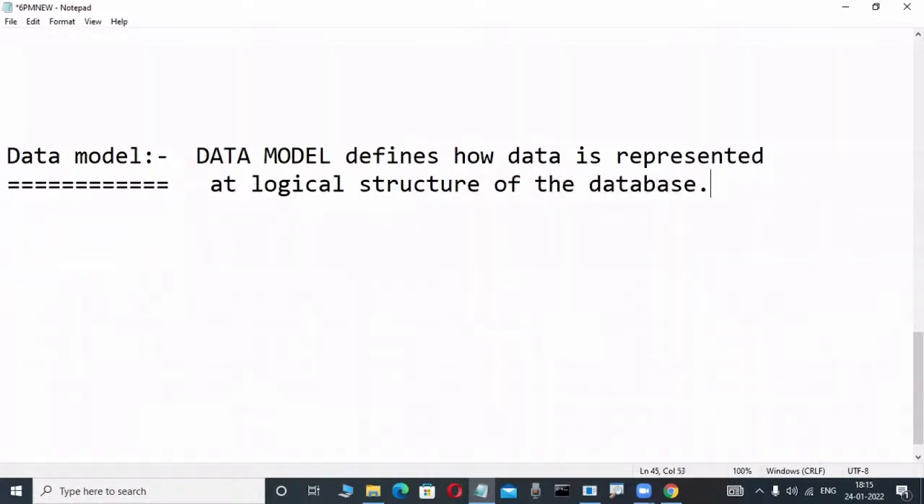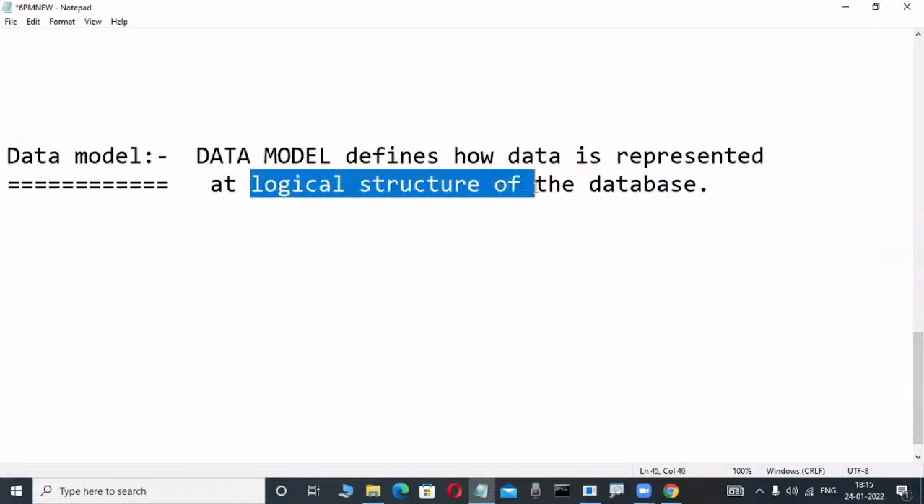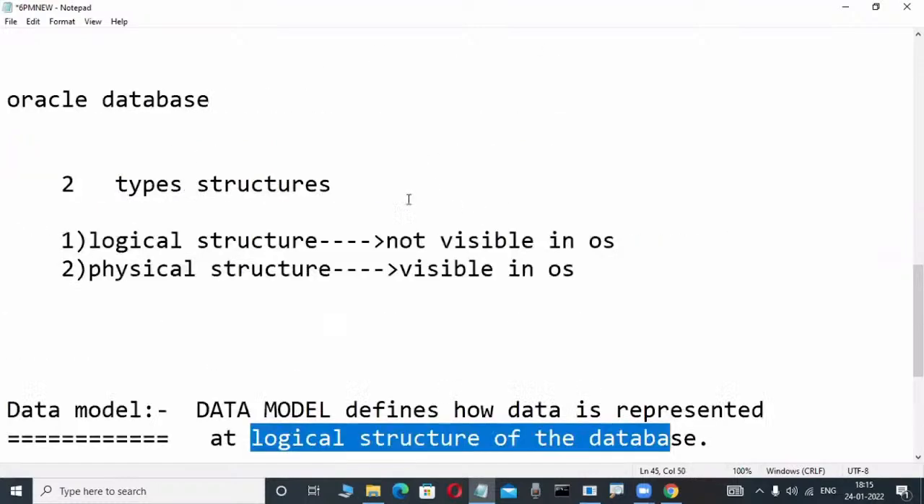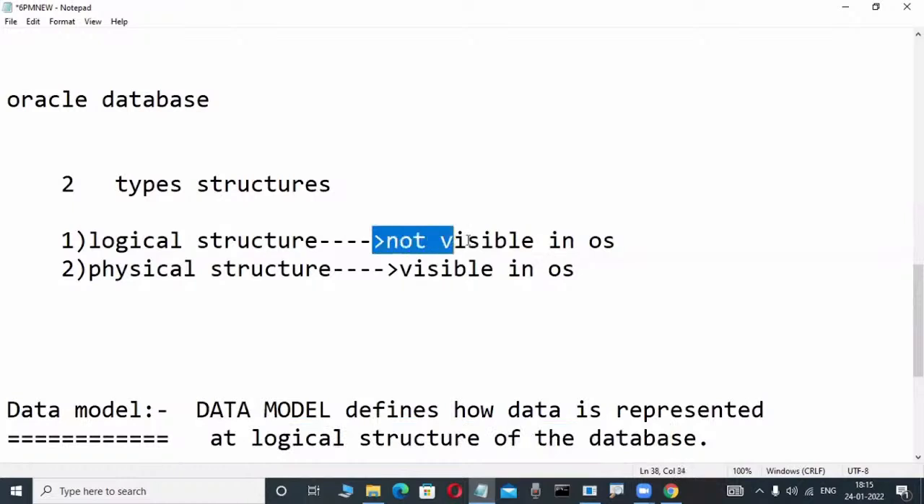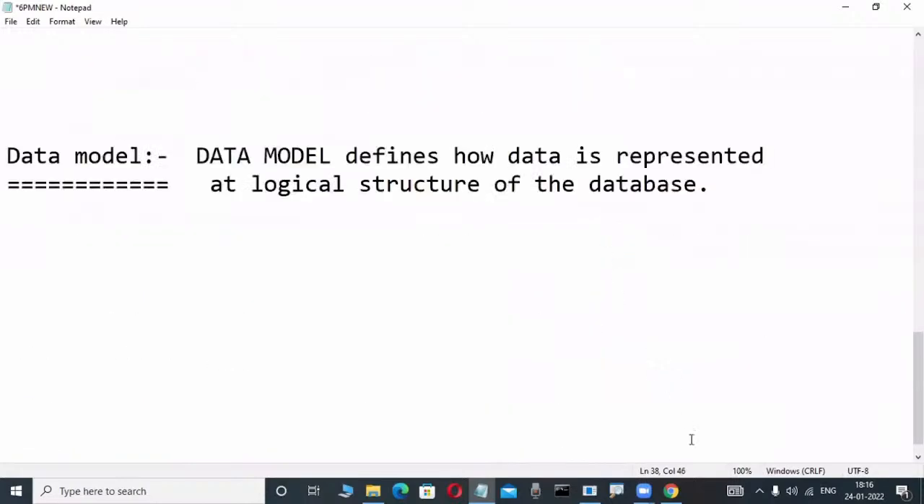Now check it out on screen. What is a logical structure? As I said in previous classes, it is a structure that is not visible in the operating system. Maybe you are creating a table, which is not visible in the operating system, but that structure is visible in the database. Very good.